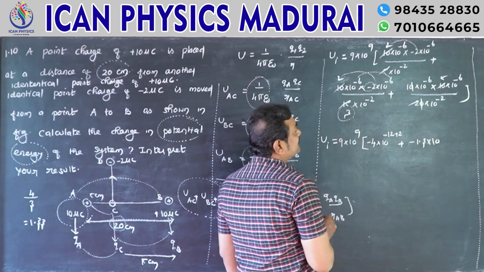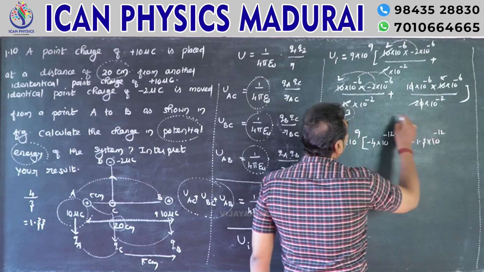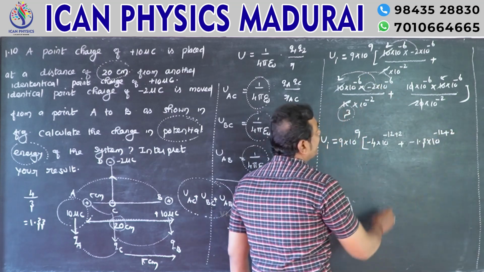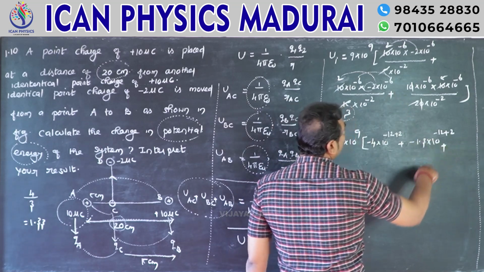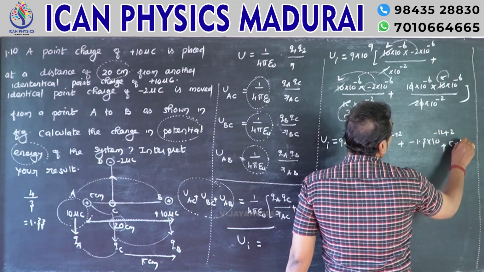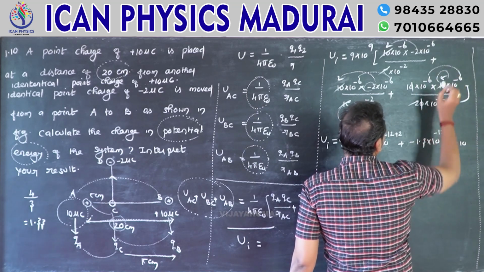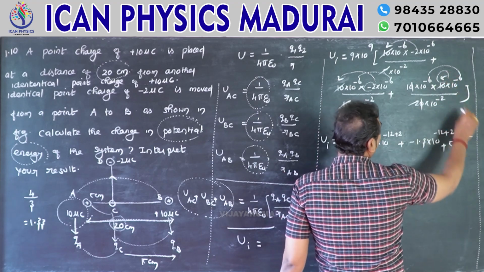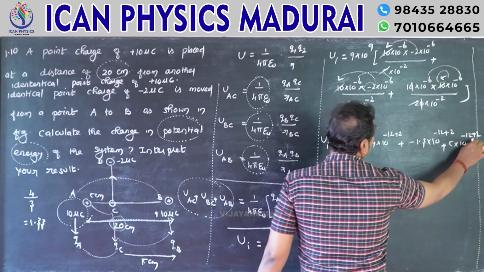Minus 6 minus 6, minus 12. The minus 2 goes to the numerator as plus 2. Okay. Now, what is the symbol? Plus. So, we are having only 5. So, 5 into 10 to the power minus 6 minus 6, minus 12. The minus 2 goes to the numerator as plus 2.